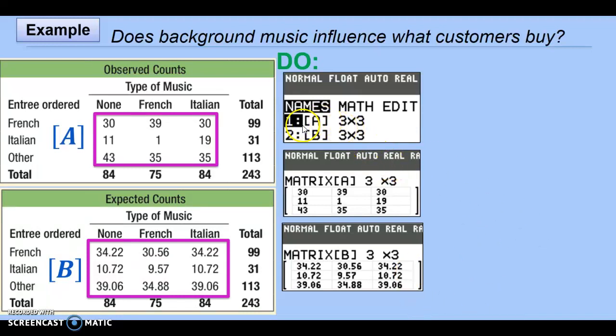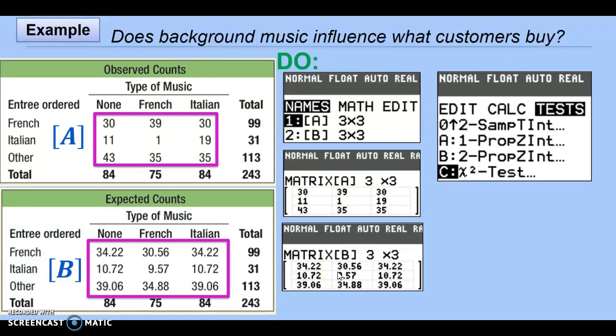So you go into your matrix and you calculate it. This is a 3 by 3 since we have 3 rows, 3 columns. Fill in matrix A. You just need to remember which one you made the observed and which one you made the expected. So my A is my observed counts, my B is my expected counts.